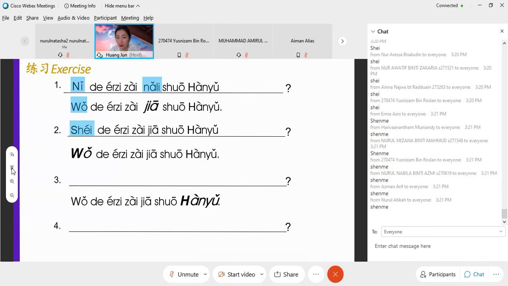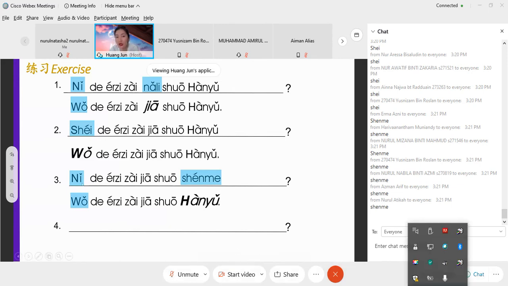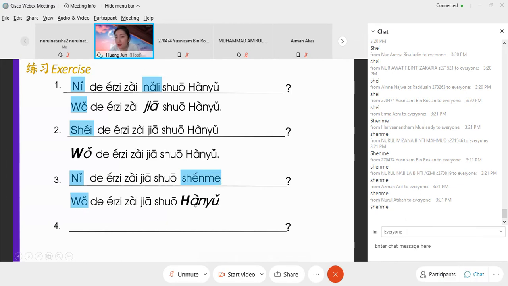We use 什么 because 汉语 is the name of some object or some item. So then for the rest of the sentence, you have 我 and here. So change into 你. Then we will copy other words in the same place. So 你的儿子在家说什么? Your son speaks what at home? So my son speaks Mandarin at home.